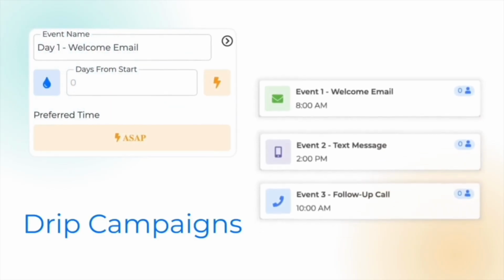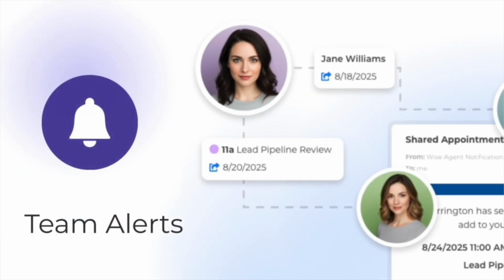Each stage in your pipeline can also trigger smart automations like drip campaigns and team alerts, helping you stay organized and proactive. In this tutorial, we'll walk through how to create your pipeline, customize the stages, set up automations, and start moving your leads forward with confidence.